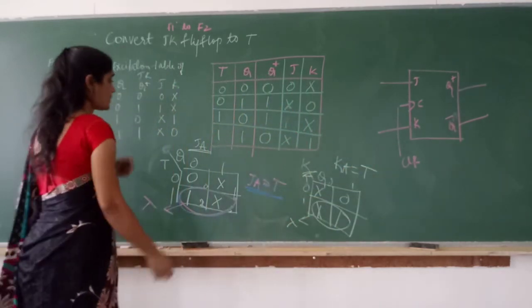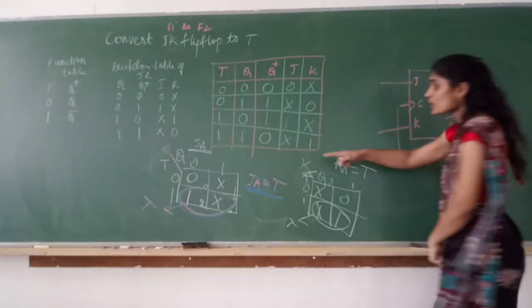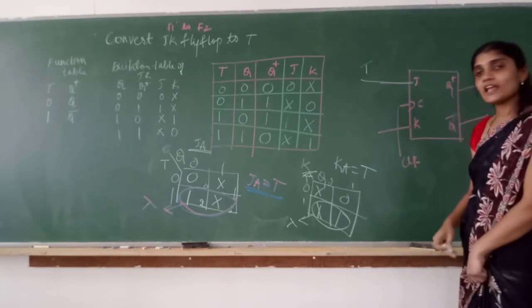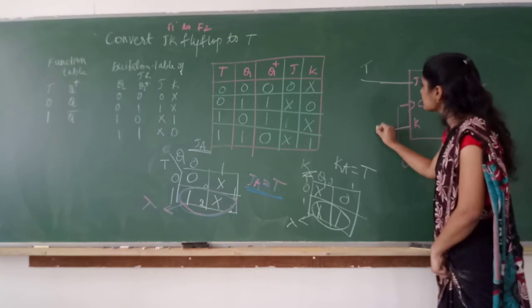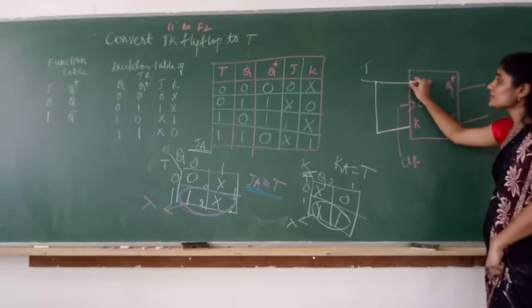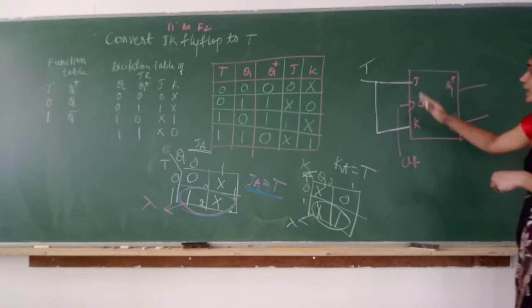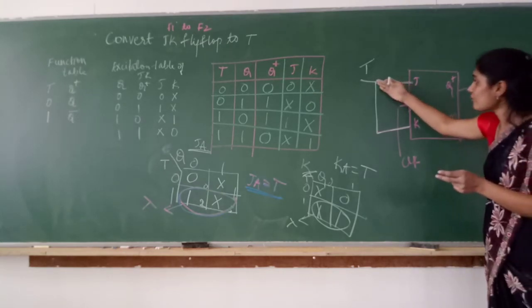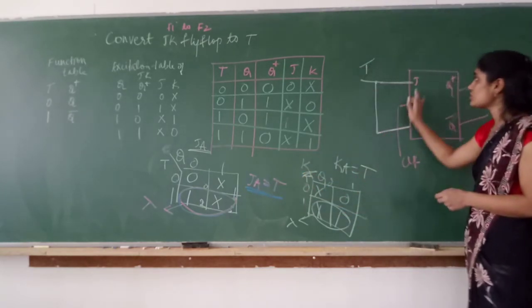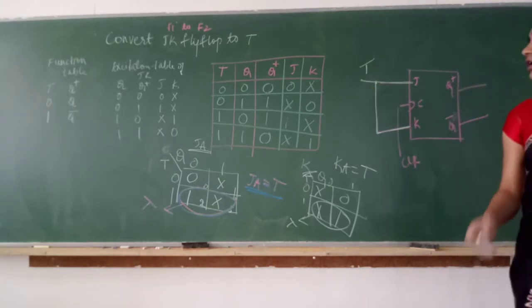So now once you derive the equation for JA, Ka, do the connections. We have JK flip-flop. So what is JA? JA is T. What is Ka? Ka is also T. So now when you short J and K, this will act as a T flip-flop. I am using the JK flip-flop as a T flip-flop. For that I have to short both J and K connected to T, because J is T, K is also T.